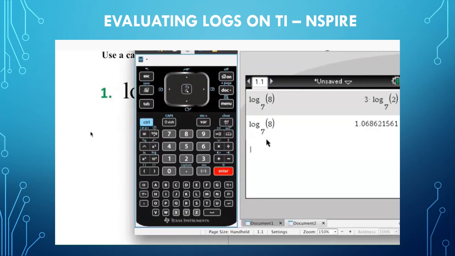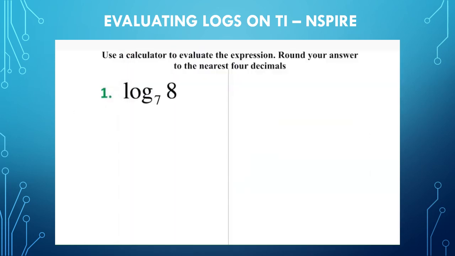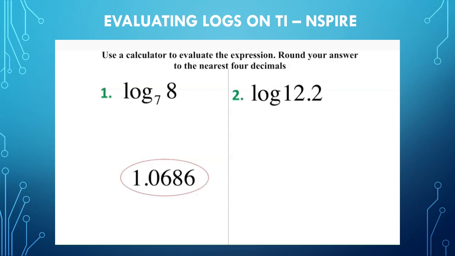So 4 decimals on this one would be 1.0686. The 2 would require us to round down. So going back to this one here, the answer on this one should be 1.0686. Okay, now I'm going to do one more.